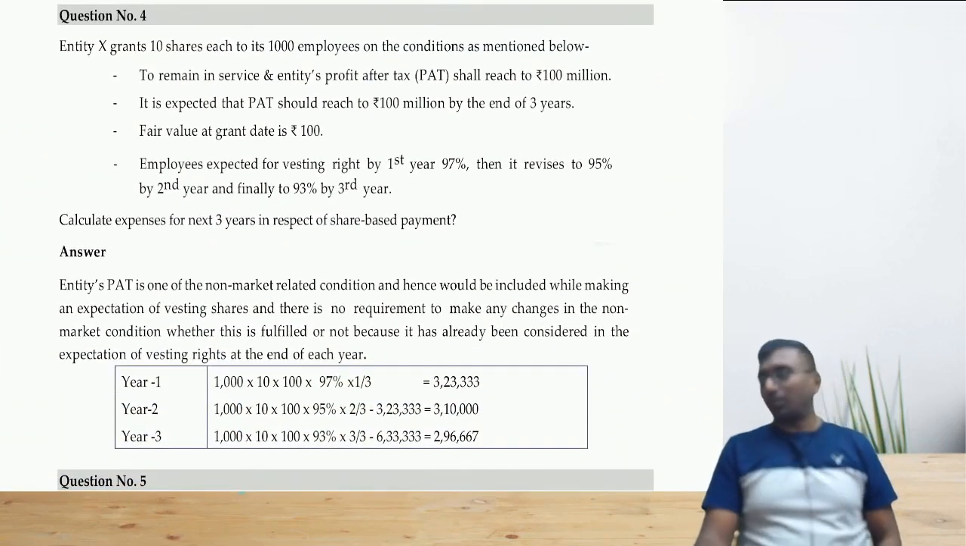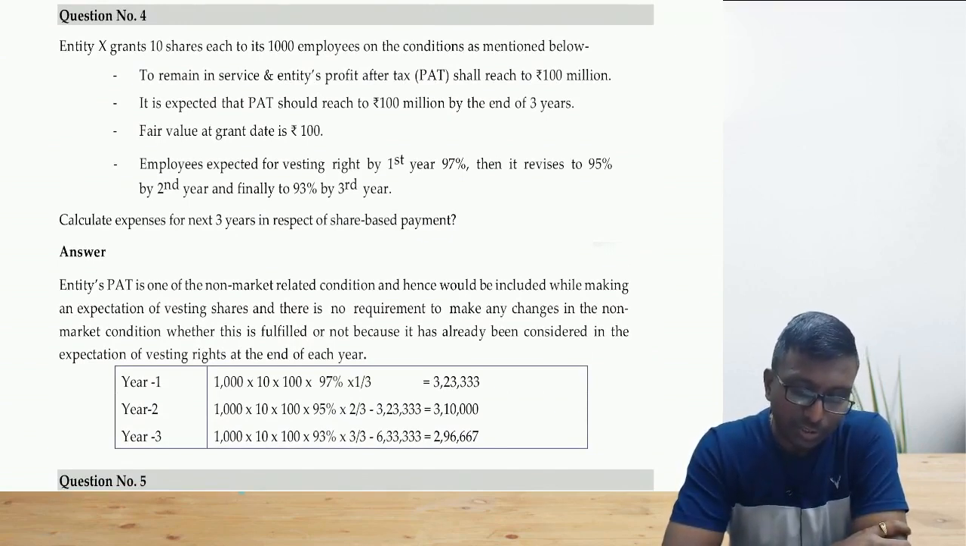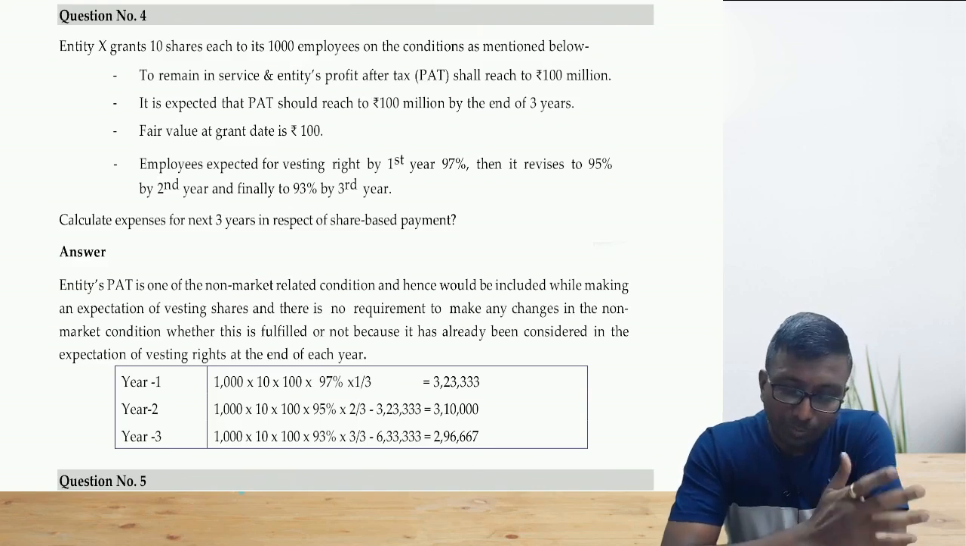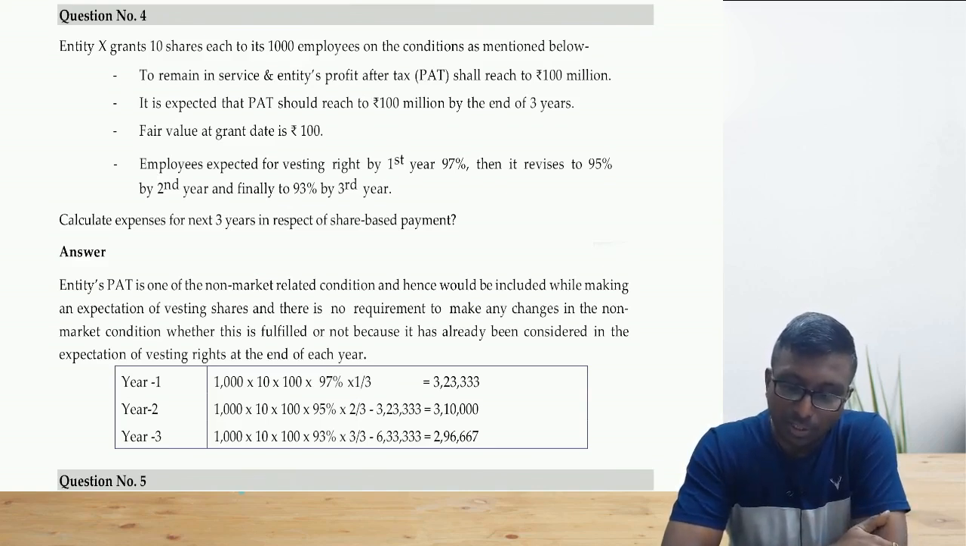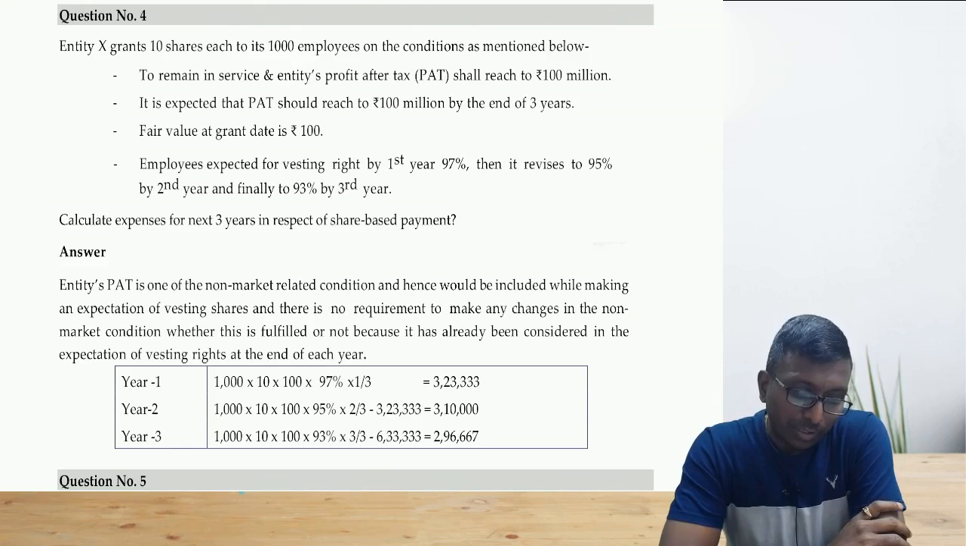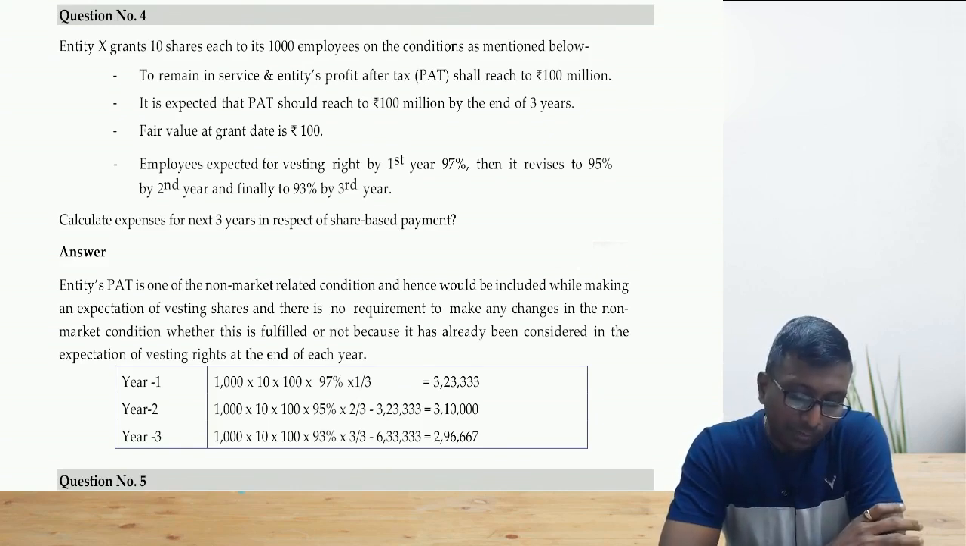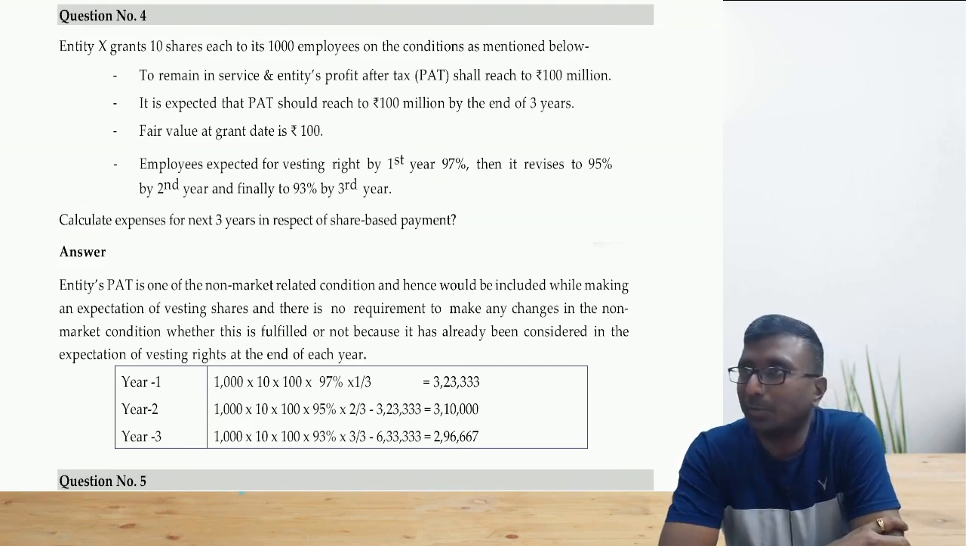Question number 4. Entity X grants 10 shares each to its 1000 employees on the conditions mentioned below. Remain in service, and PAT should be 100 million, a non-market condition. It is expected on day 1 that PAT should reach 200 million by the end of the third year. Fair value on the grant date is 100. The employees expected for vesting are 97, 95, 93 percent in the three years. Calculate the expense for the 3 years.